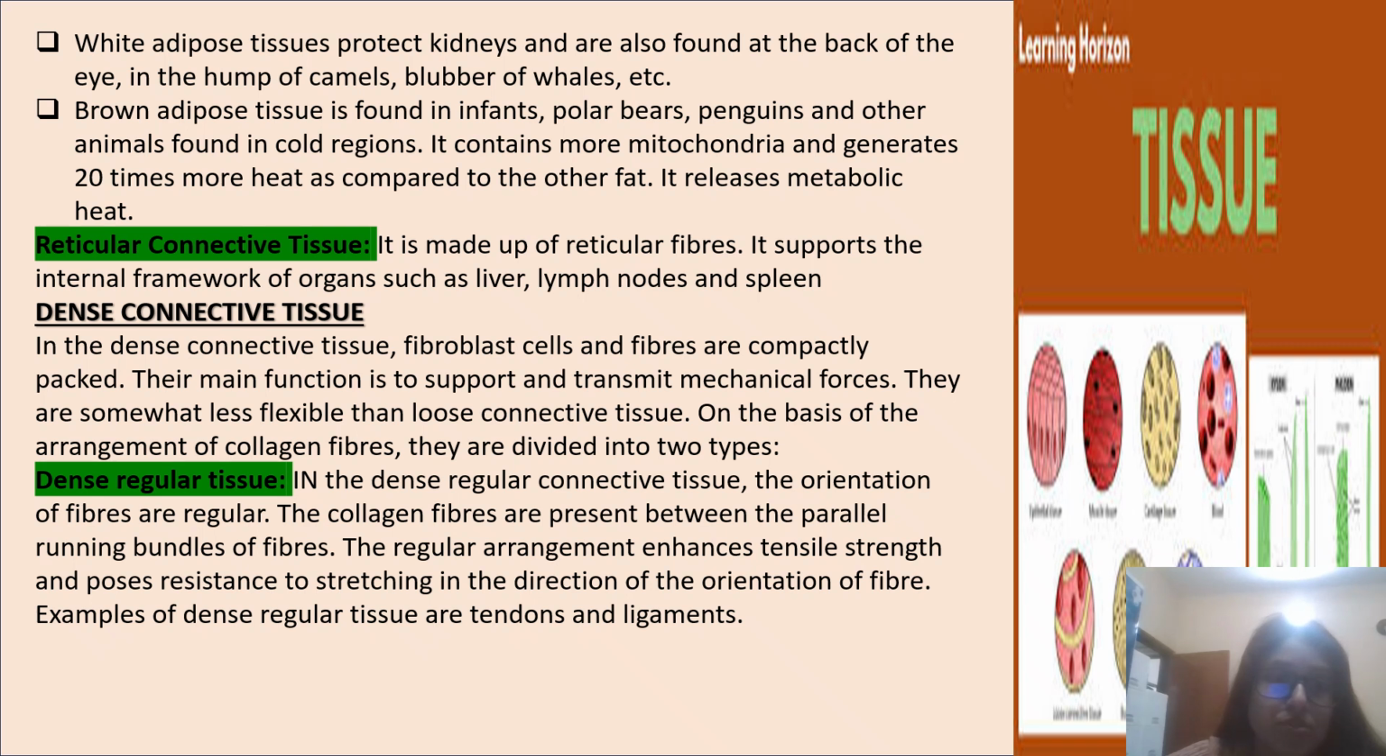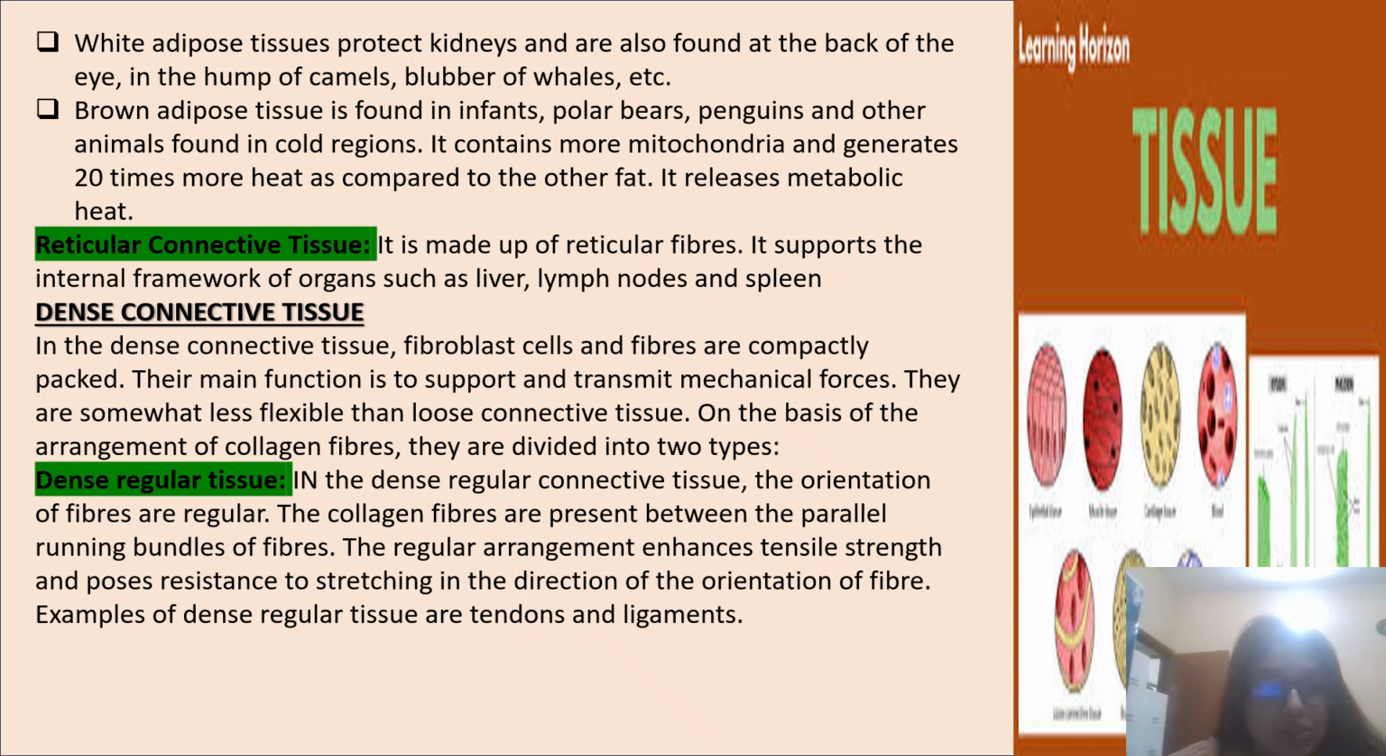Next, brown adipose tissue is found in infants, polar bears, penguins, and other animals found in cold regions. It contains more mitochondria and generates 20 times more heat as compared to the other fat. It releases metabolic heat. Next, reticular connective tissue. It is made up of reticular fibers. It supports the internal framework of organs such as the liver, lymph nodes, and spleen.